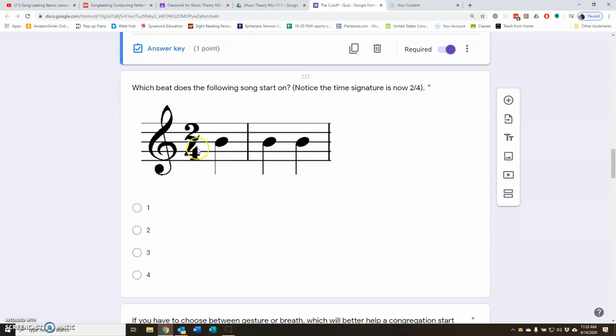Here, we have 2/4. That means there's 2 beats per measure. That immediately tells us 3 and 4 are not the answer. And we only have 1 beat before the first measure bar, and so that tells us that this number is the answer. It's going to be the last beat of the measure, so this is beat 2, and then we start over at beat 1, 2. The answer here is 2.